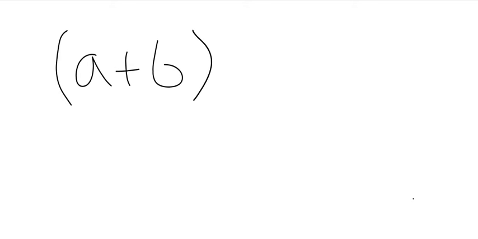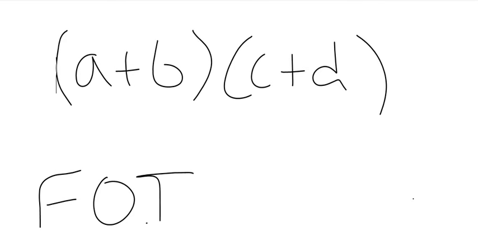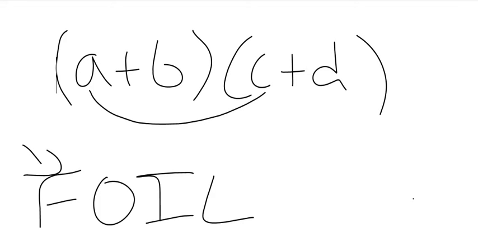A binomial is something as simple as this: A plus B and C plus D. That is a simple binomial. Now, how are we going to use FOIL in this instance? Well, first we must go with F, which is the first two terms in your binomial, which is your A and your C. You'll multiply those two together.